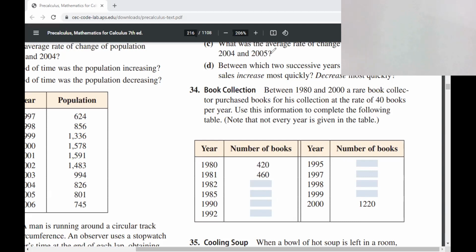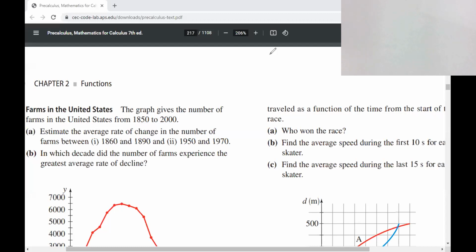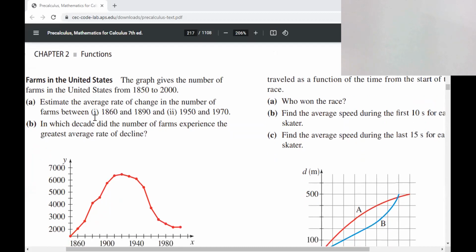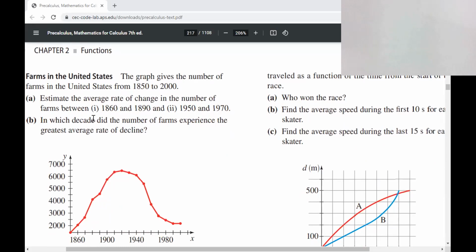All right. We are doing number 36, farms in the United States. The graph gives the number of farms in the United States from 1850 to 2000. Estimate the average rate of change in the number of farms between these two years, 1860 to 1890.